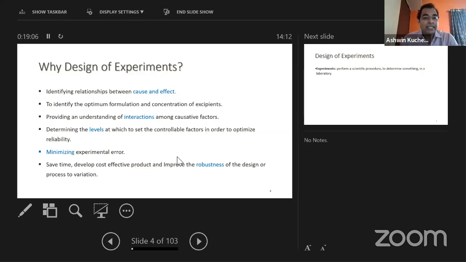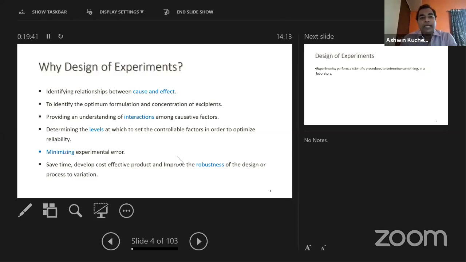It also helps in minimizing the experimental error. Yes, we discussed that a design space is determined. So if we are going out, the chances of error will be increased. If we are working in the design space, within the limits, we can say that there is minimization in the experimental errors. So we can save time, we can develop a cost-effective product, and improve on the robustness of a product or a process against variation. So these are the different steps where we should consider why design of experiments is needed.